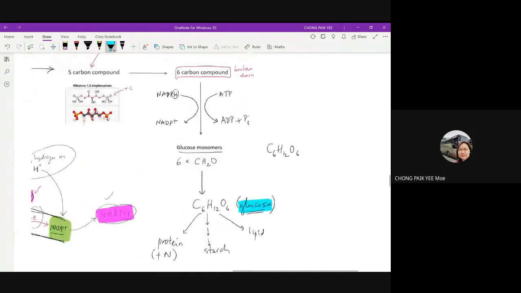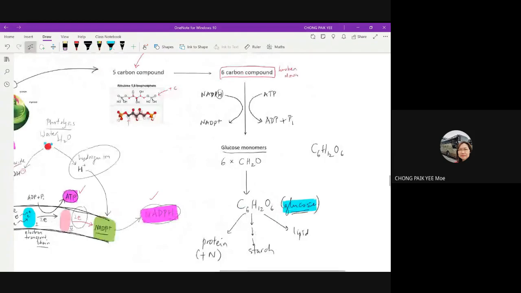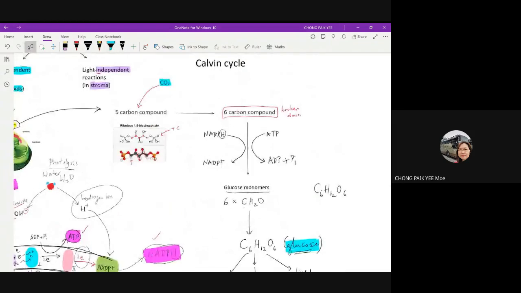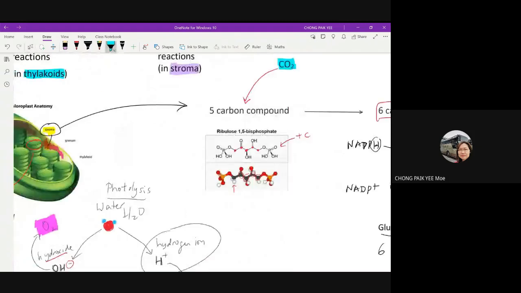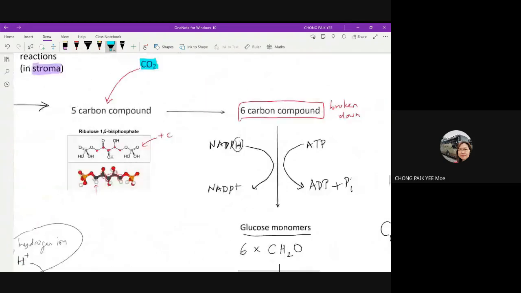In the light independent reaction, there is already a 5-carbon compound called ribulose 1,5-bisphosphate in the stroma. Okay, you don't need to remember the name. You just say 5-carbon compound. That's number 1 in your textbook. So it will combine with carbon dioxide. This process is called carbon fixation. Carbon dioxide fixation. You will get a 6-carbon compound, which will be broken down.